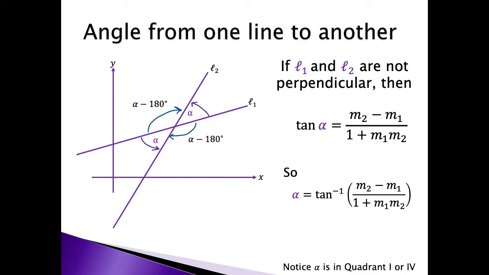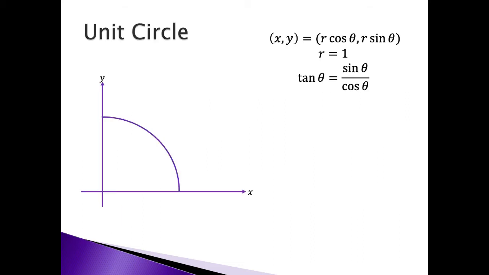Notice that in this case, alpha is in quadrant 1 or quadrant 4. You're going to need to draw the graph so that you know what line 1 and line 2 look like, so that you can find what alpha is. In order to work these questions, you're also going to need to know the unit circle. You should remember the unit circle from your trig.